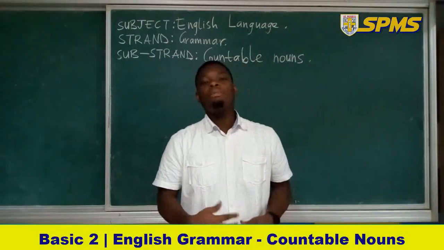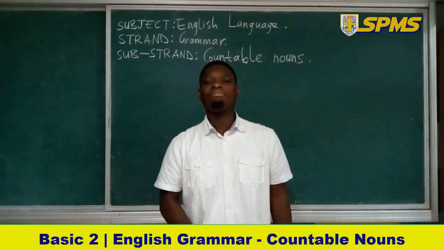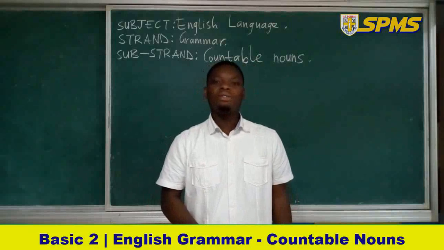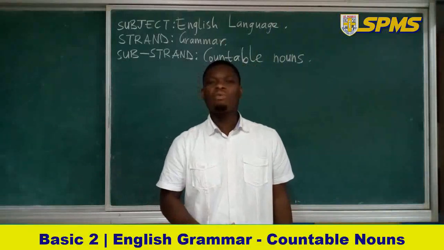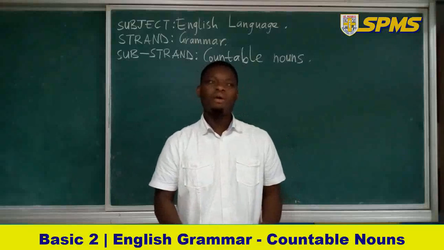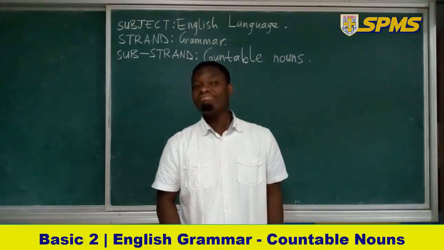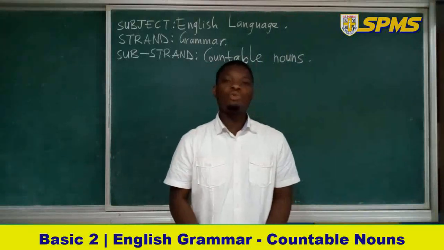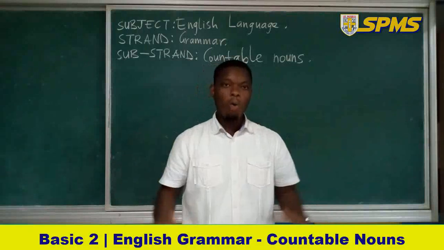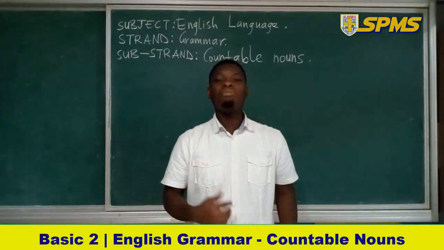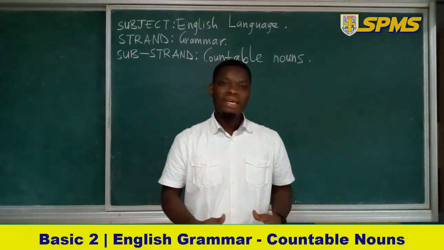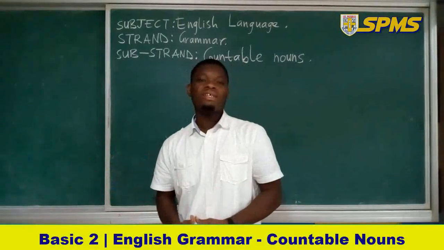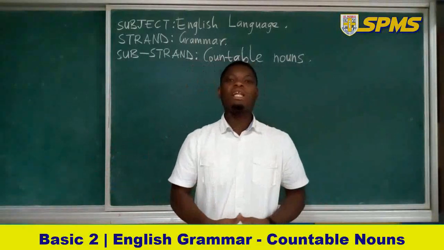Very good. In our previous lesson, what did we learn? We talked about a type of noun, which is known as the collective noun. We said that collective nouns are words that are used to refer to nouns as a whole or as a group. For example, a bouquet of flowers. The bouquet is the word that is referring to a lot of flowers as a whole. We also gave an example like an army of soldiers, which means a lot of soldiers.